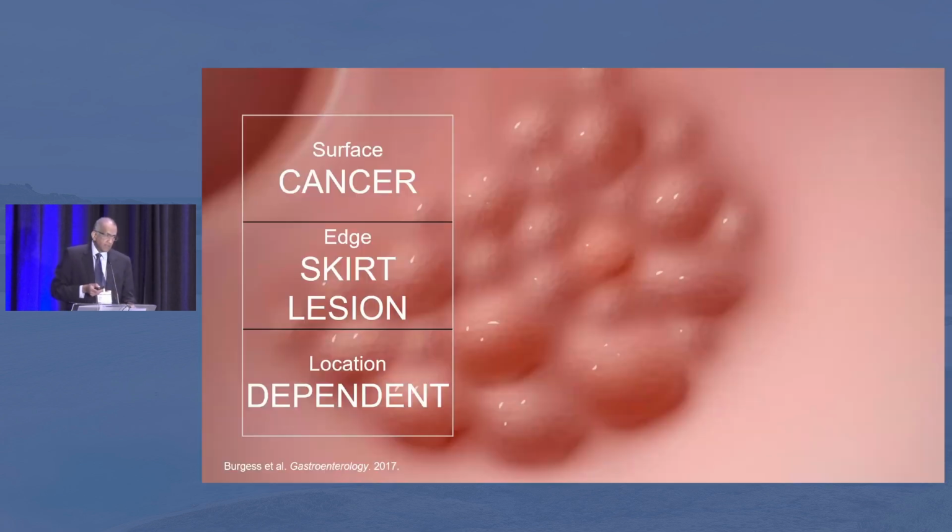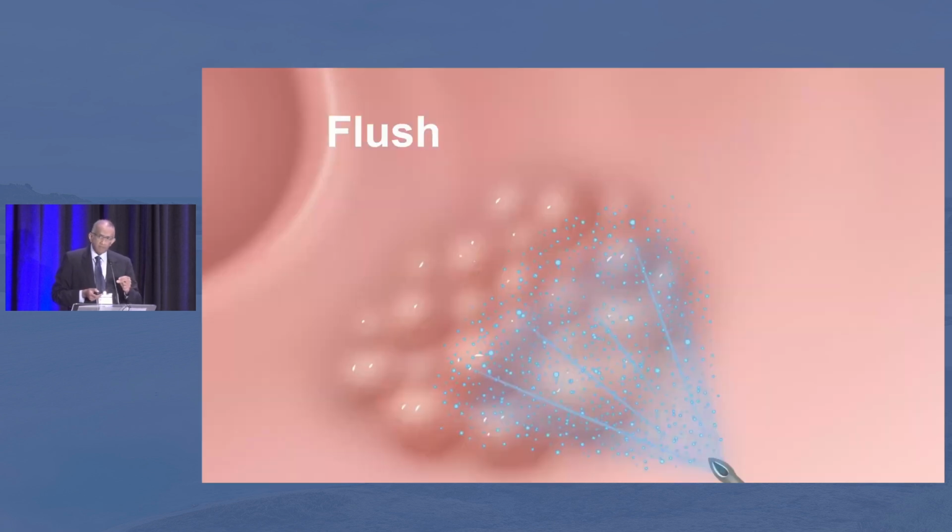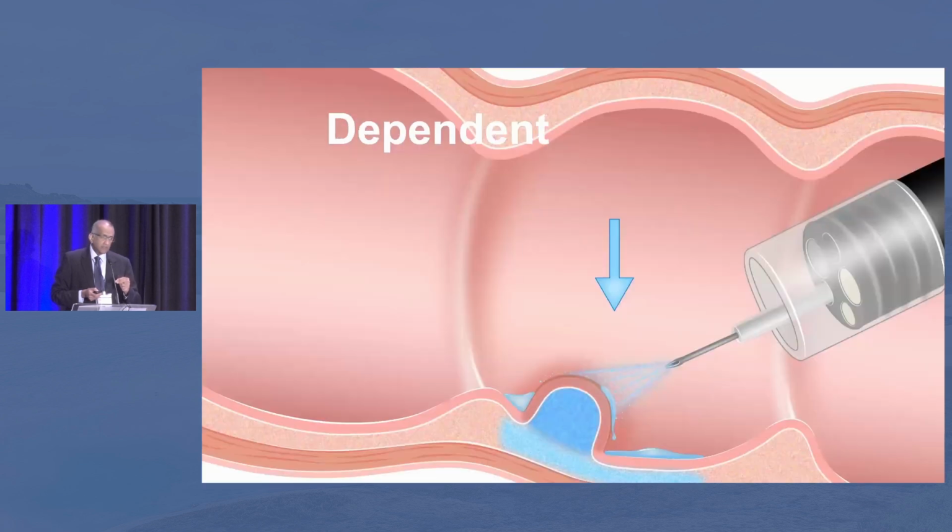So now coming to the assessment of the lesion, we have several different things. First, is this cancer or not? Is there a skirt lesion or not? And it's also important to figure out, is the lesion dependent or not? How do you find out that? You flush and you find out if the lesion is dependent or not. If the lesion is dependent and you try to cut, and if it bleeds, you will not be able to find the bleeding source. The pool of blood submerges the small vessel and you will struggle to find the bleeding vessel.